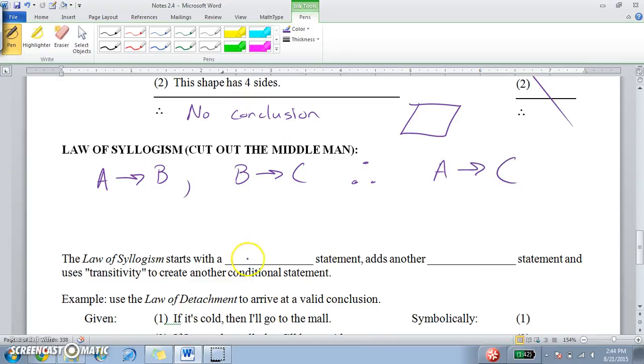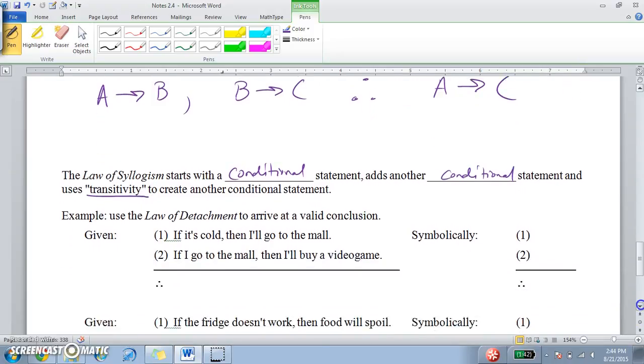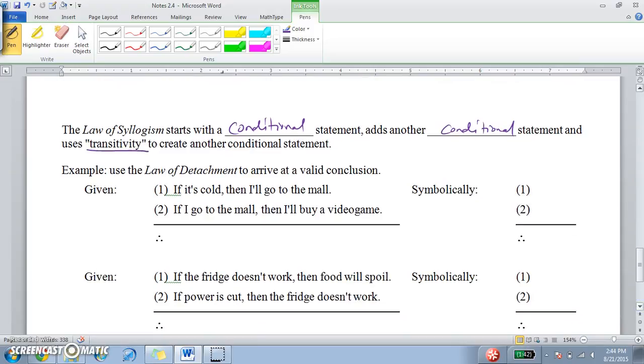So, the law of syllogism starts with a conditional, adds another conditional, and uses transitivity. We'll talk a little bit more about that in the next section. It uses transitivity to create another conditional statement.